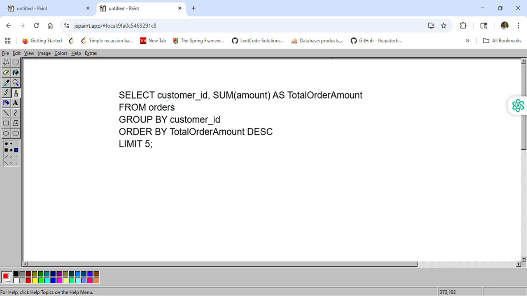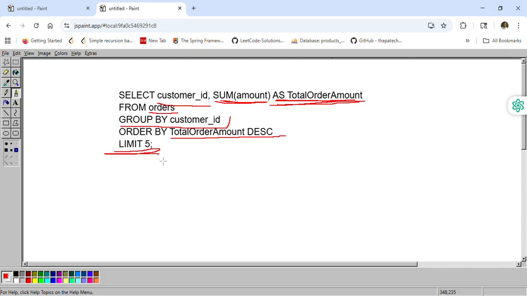Now this is how you can write down the SQL query. From the orders table, obviously only one table is there, you will group by customer ID as we discussed. You choose customer ID, comma, sum of amount. This sum function gives you the total sum for that customer, as total order amount, how much he spent on total orders. Then you order by total order amount in descending order, so that you get the maximum on top. And then limit 5.